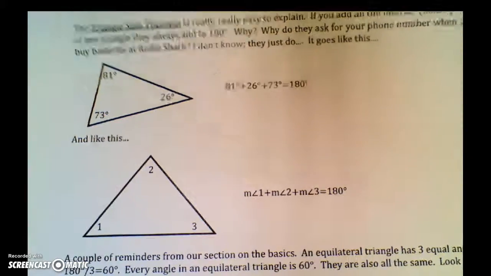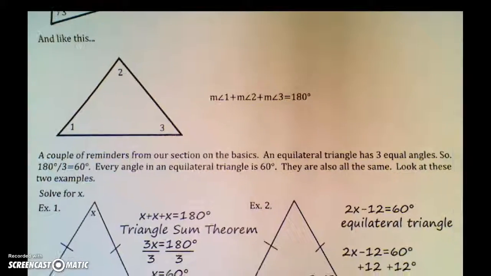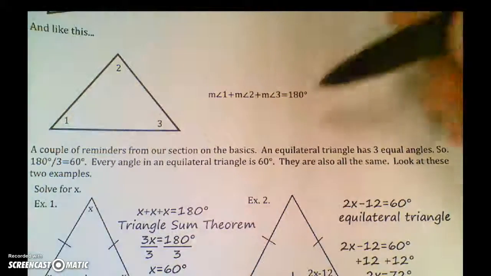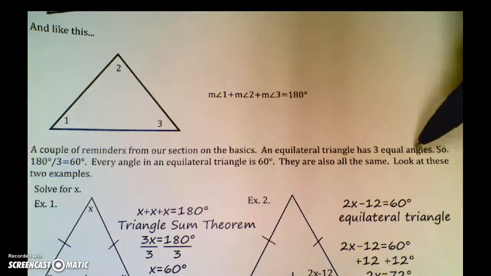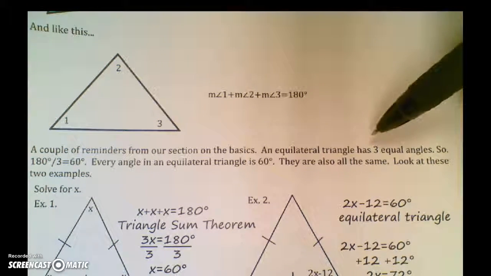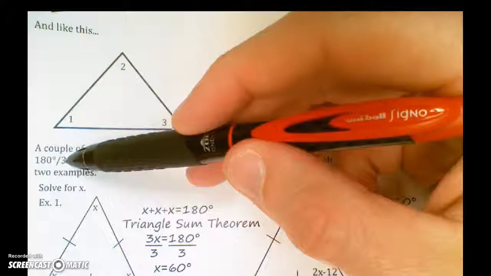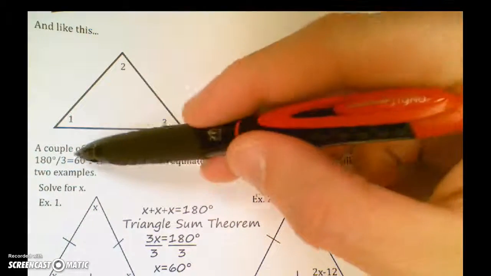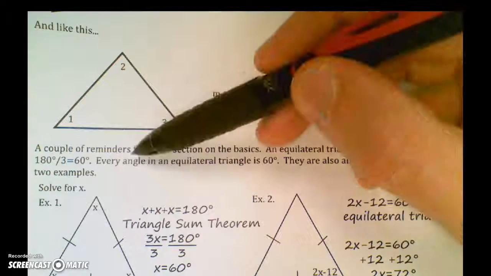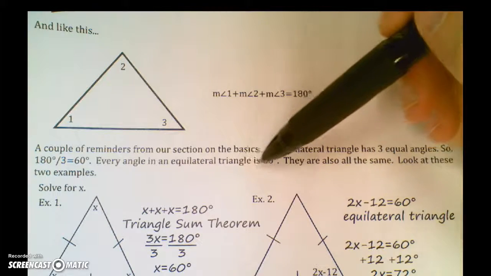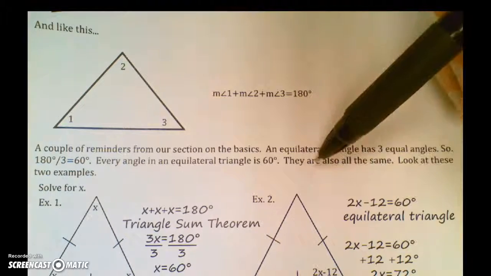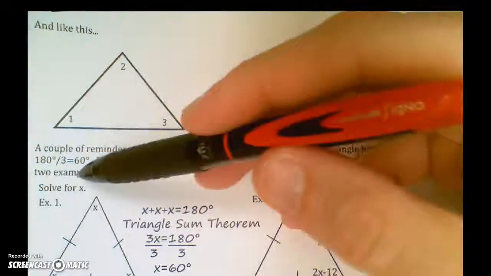A couple reminders from our sections on the basics. An equilateral triangle has three equal angles, just like it has three equal sides. So if you take 180 degrees and divide it by 3, because that's how many degrees there are in a triangle, you get 60 degrees. So every angle in an equilateral triangle is 60 degrees. They are also all the same. Look at these two examples.